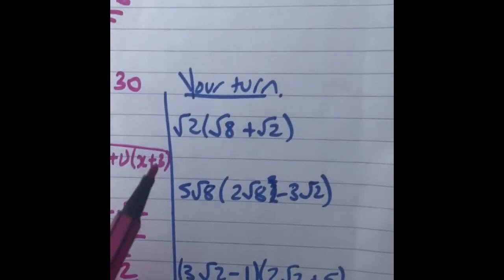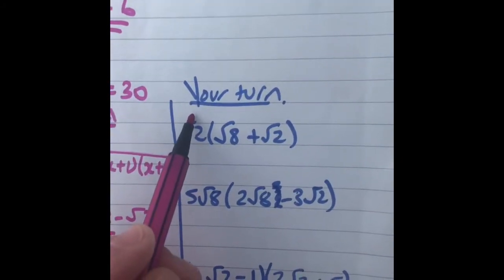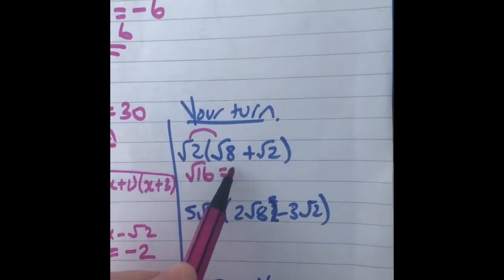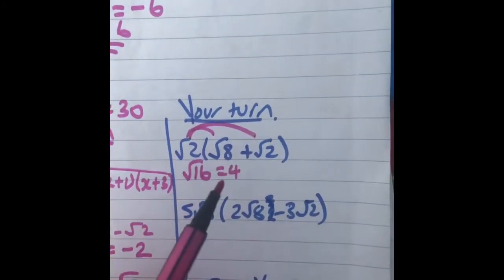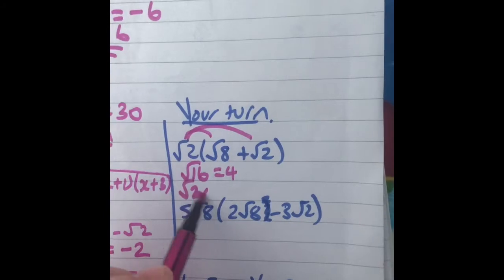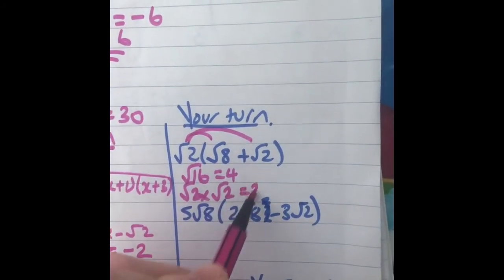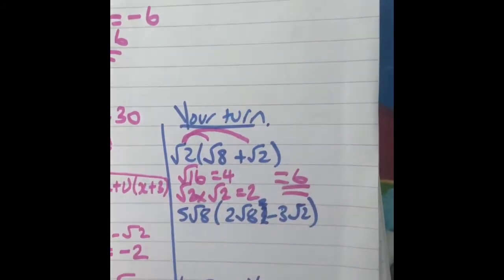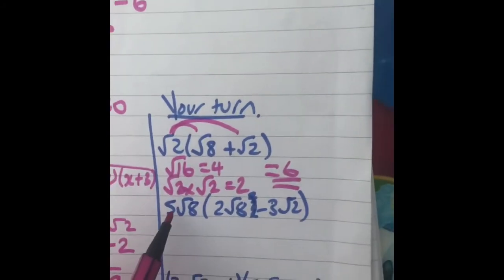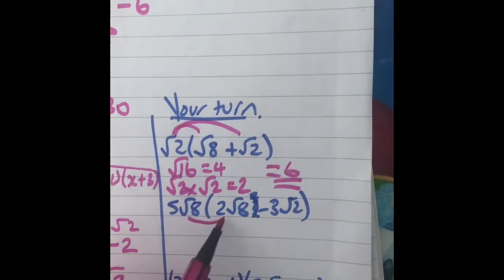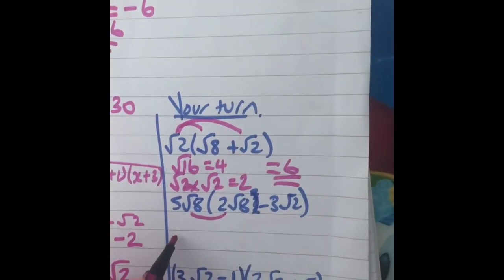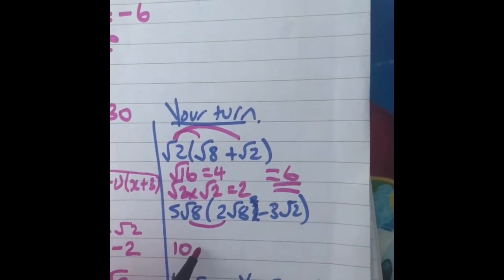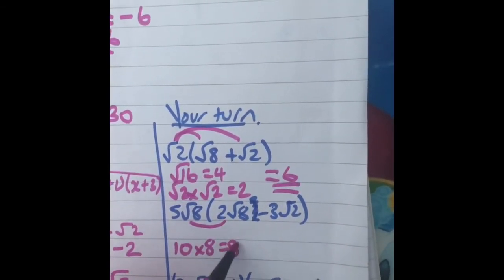Okay, hopefully you've had a go at those questions. So first one, root 2 times root 8 is root 16, which is 4. Root 2 times root 2 is 2. So you've got 4 plus 2, which is 6. Second one, 5 root 8 times 2 root 8. 5 2s are 10. And then root 8 times root 8 is 8. So that's 10 times 8, which is 80.